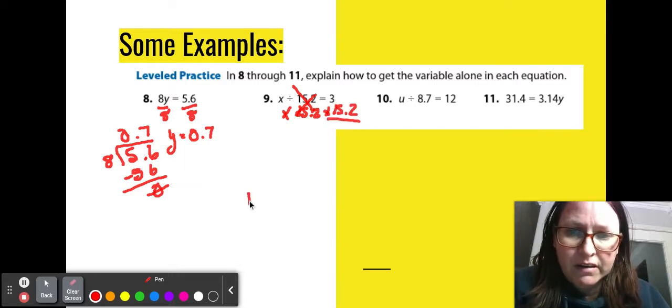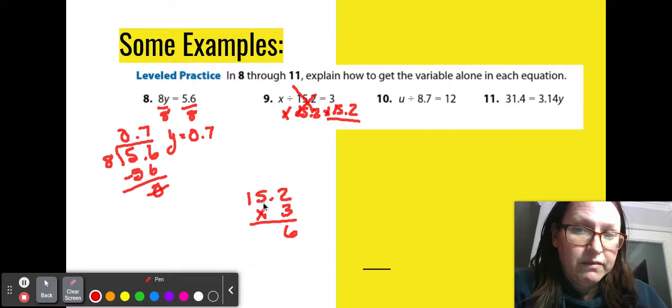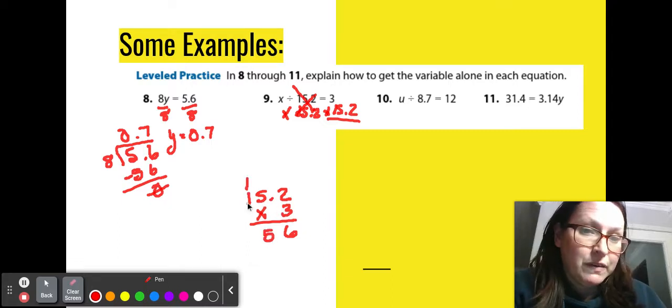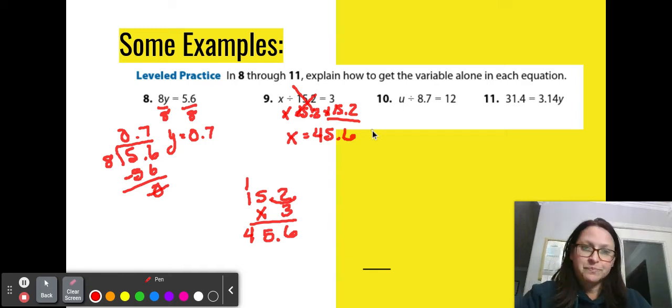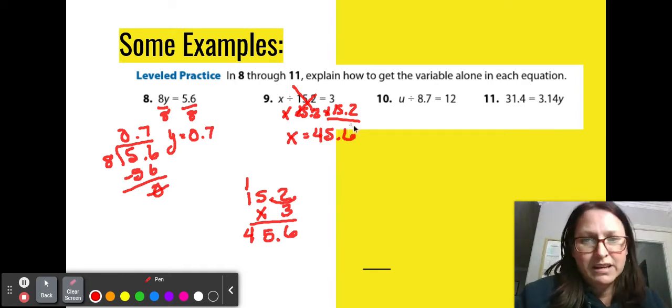So let me come down here and do 15.2 times 3. 2 times 3 is 6. 5 times 3 is 15. 3 times 1 is 3, plus 1 is 4. Now I move my decimal over one place, and my answer is 45.6. So x equals 45.6.